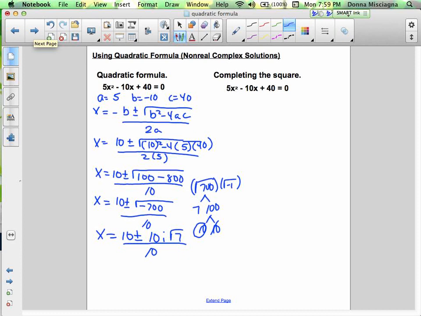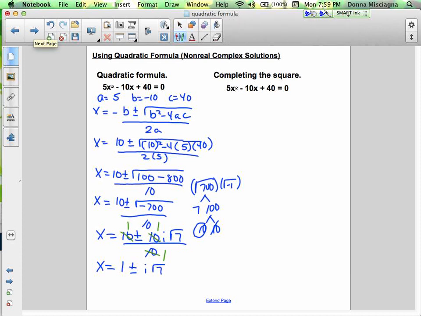So we got to divide. That's a 10, not a 16. That one by 10, this one by 10, that one by 10. And it's got to be all three. So x equals 1 plus or minus, I don't need the 1, i square root of 7. And I don't need the 1 in the denominator. There we go. That wasn't too bad.